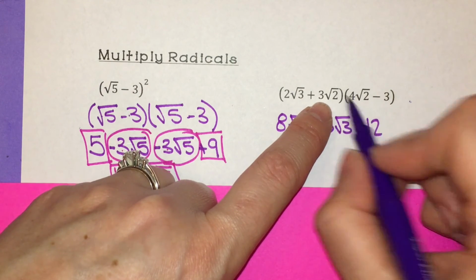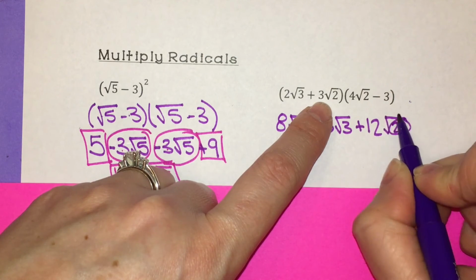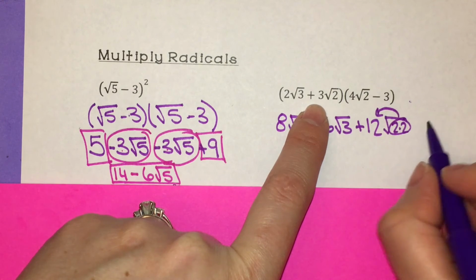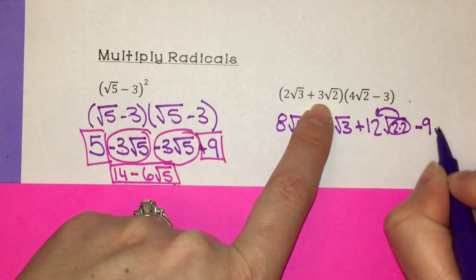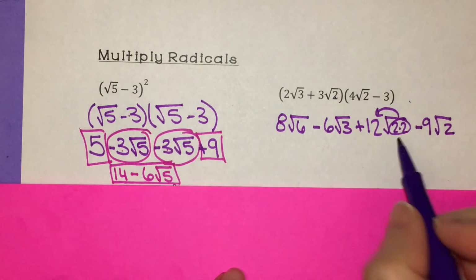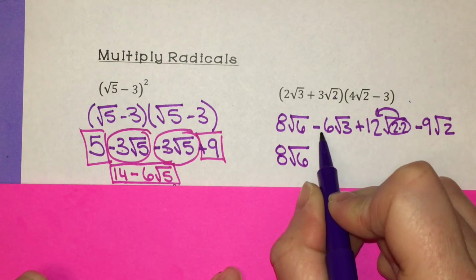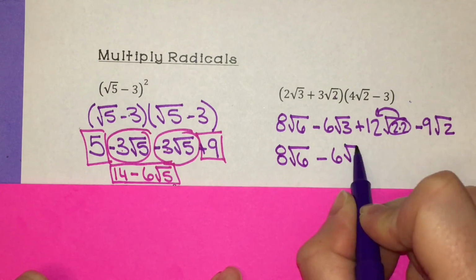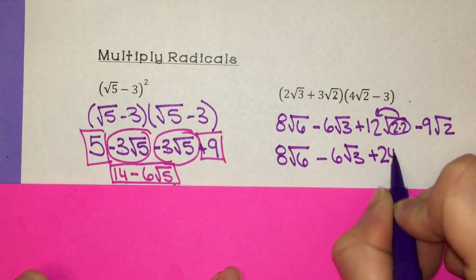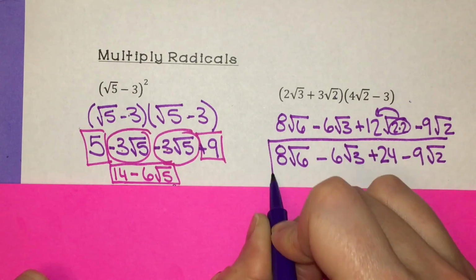And we have the square root of 2 times 2, which we can bring out. Then we have 3 times negative 3 is negative 9, square root of 2. So we don't have any like terms, but I'm just going to simplify this. So we have 8 square root of 6 minus 6 square root of 3. 12 times 2 is positive 24, minus 9 square root of 2.